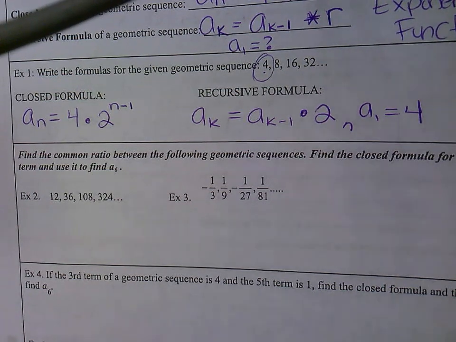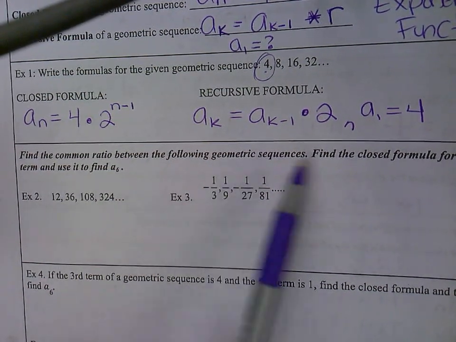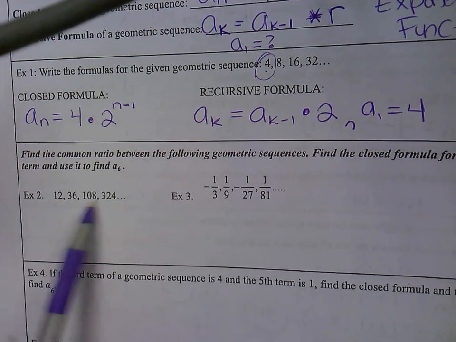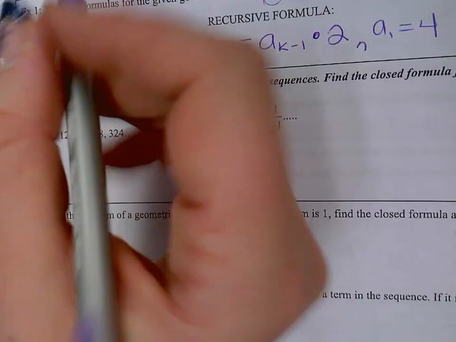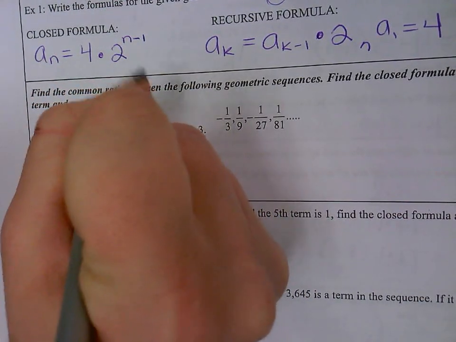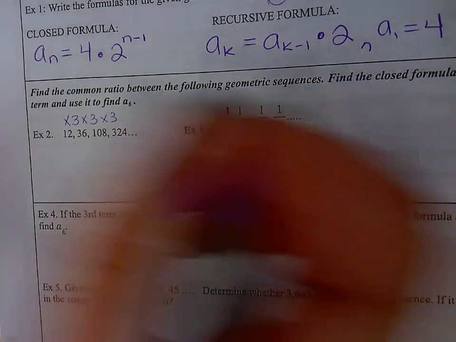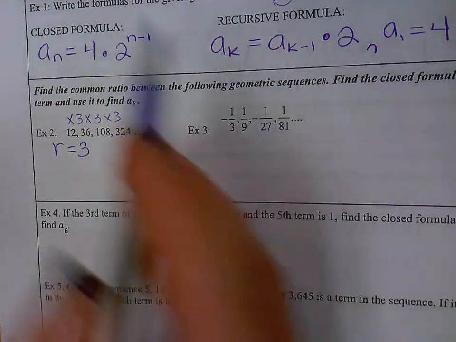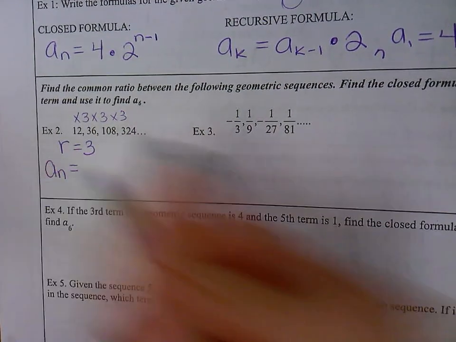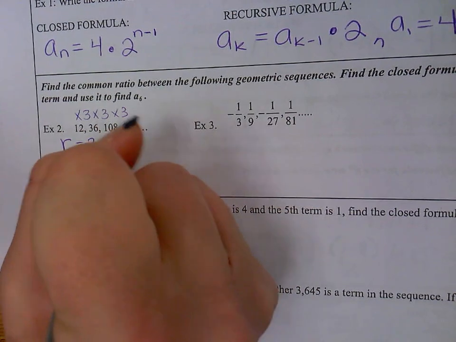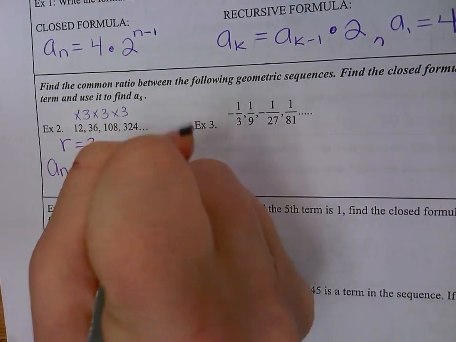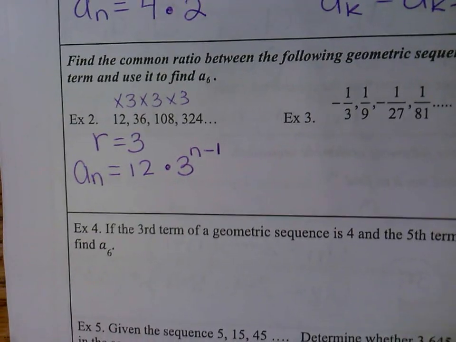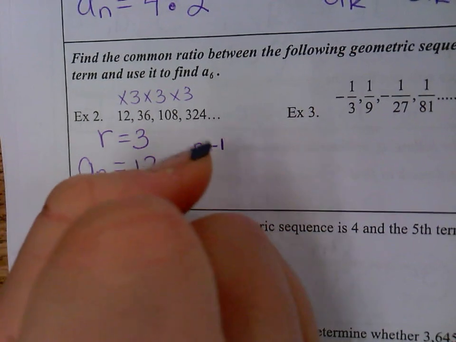So this says, let's just find the common ratio and find the closed formula and use it to find a sub 6. What am I multiplying by on example 2? Just times 3 every time. So my common ratio is 3. I'm going to write r equals 3. So what's the closed formula? A sub n equals 12 times 3 to the n minus 1 power. So now you might need a calculator. So what is a sub 6?